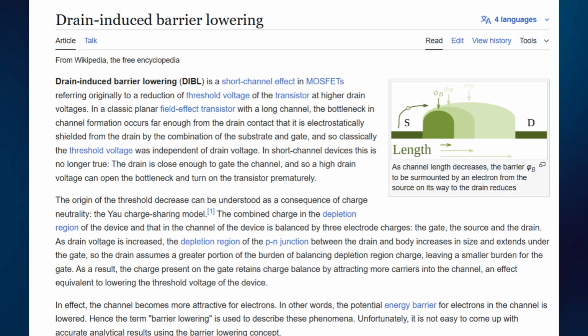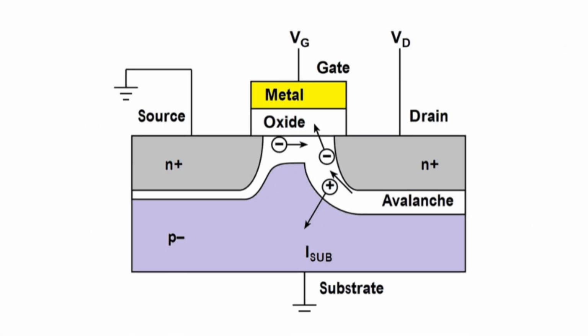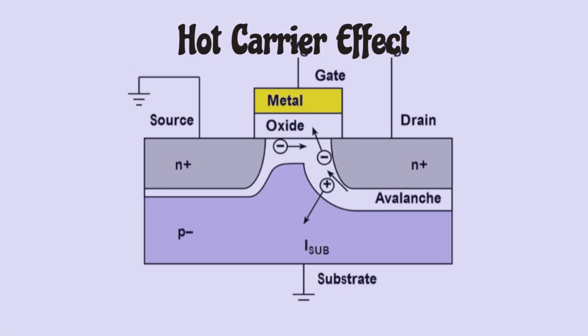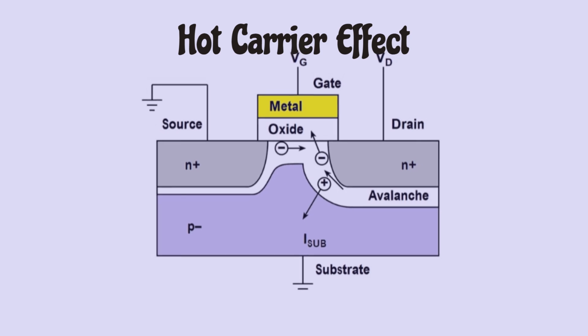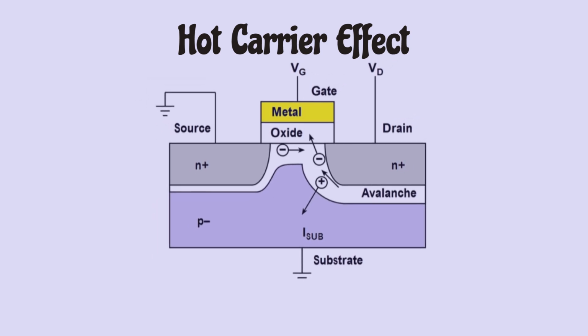Drain-induced barrier lowering, the DIBL effect. High drain voltage reduces the threshold voltage, making it easier for current to flow even when it should not. This is a challenge for leakage control. Hot carrier effect: high energy carriers damage the gate oxide over time, affecting reliability.